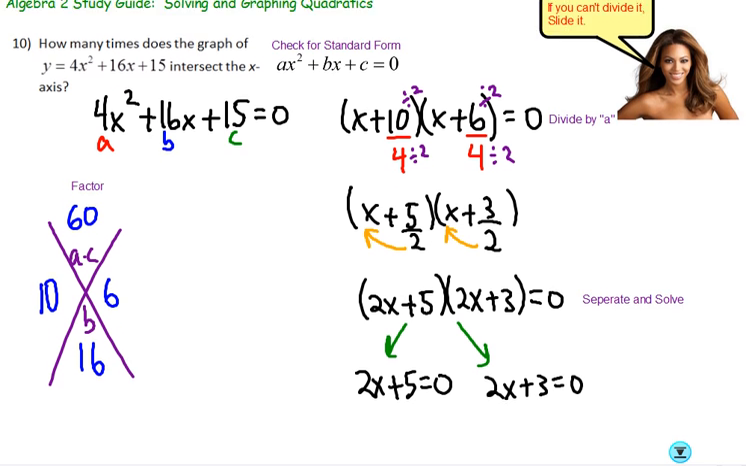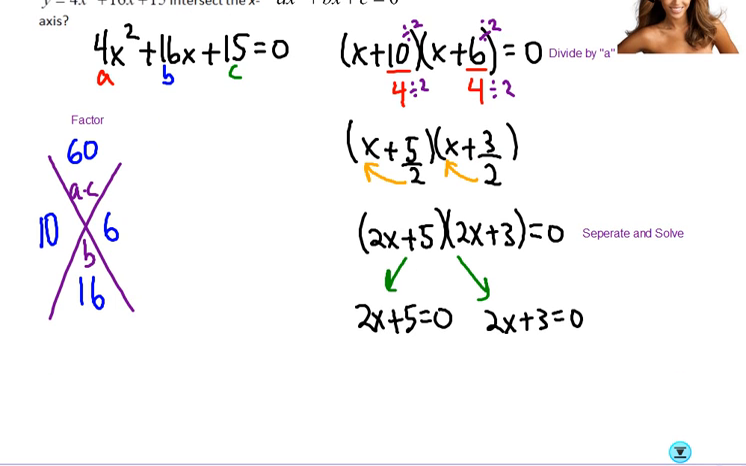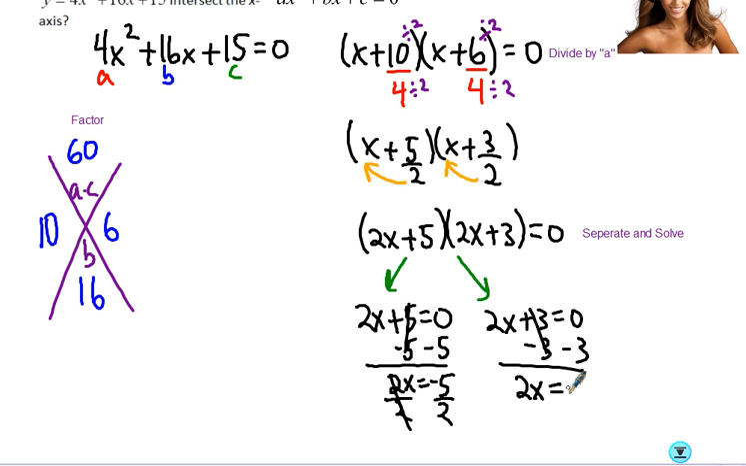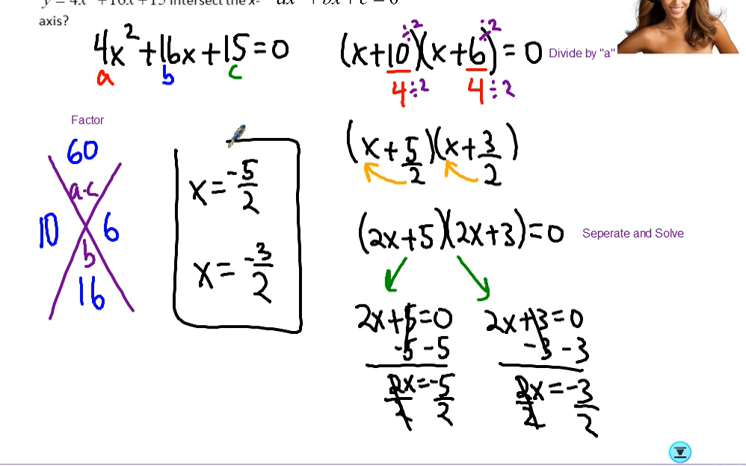So let me scoot down, give ourselves a little more room here. We're going to subtract 5 from both sides. So 2x equals negative 5. Divide by 2. So we get x equals negative 5 over 2. And for the other, divide by 2, so we get x equals negative 3 over 2. So we actually have two solutions there. We have x equals negative 5 over 2, and x equals negative 3 over 2. Those are our two solutions there.